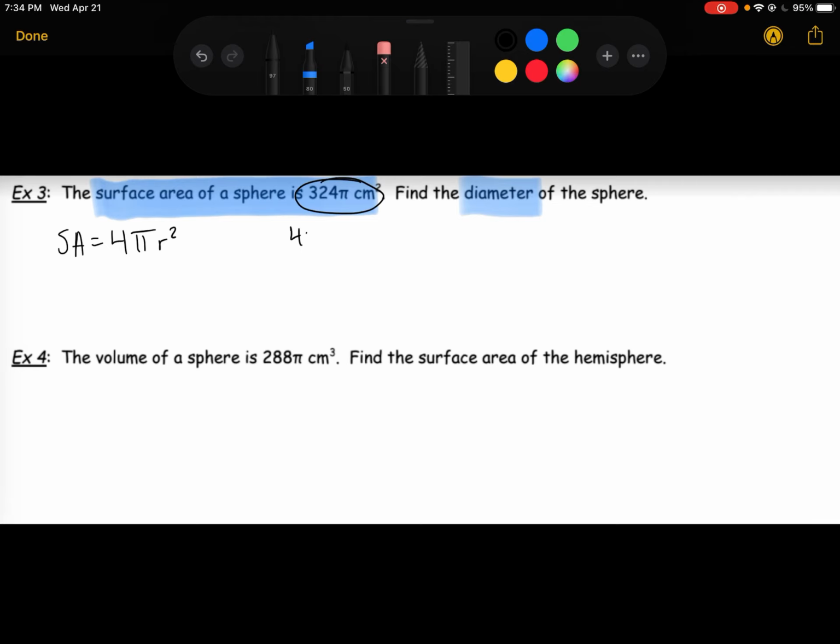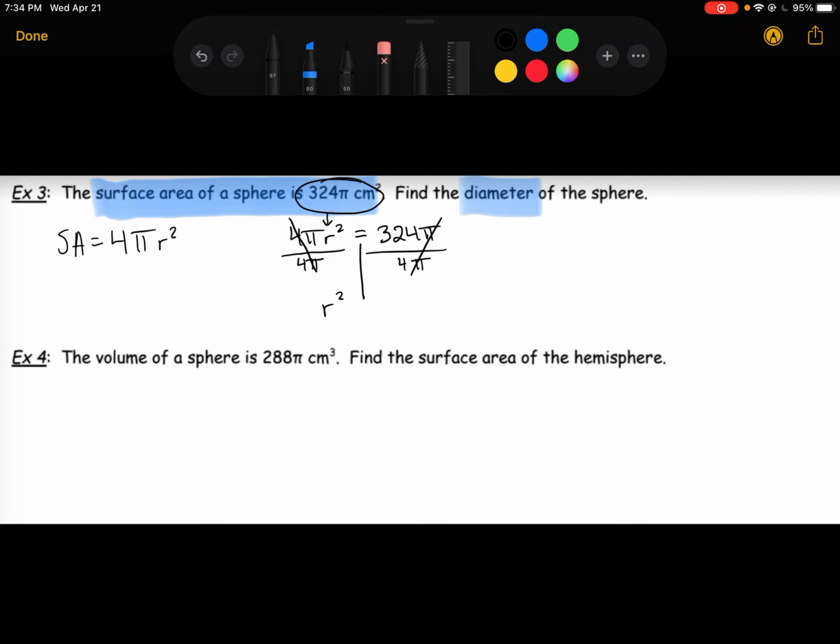So always start off with what you know. Our surface area formula is 4 pi r squared. And in this case, they're telling us the answer. So they're saying 4 pi r squared equals 324 pi. In doing this, it allows us to actually solve for a variable. All of these things are numbers except for r.